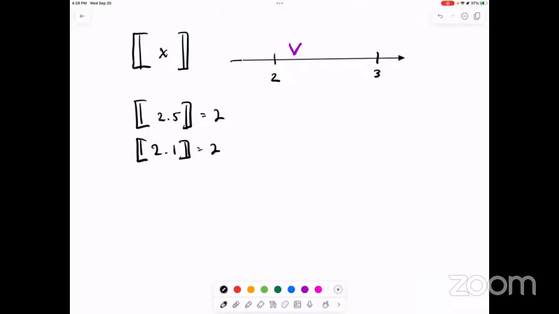Greatest integer less than or equal to 2. So when it comes to this greatest integer function, whenever we get an integer on the inside, we just take that integer, right? So because 2 is an integer, we just take 2, okay? So notice how all these points were between 2 and 3, we took the integer to the left.